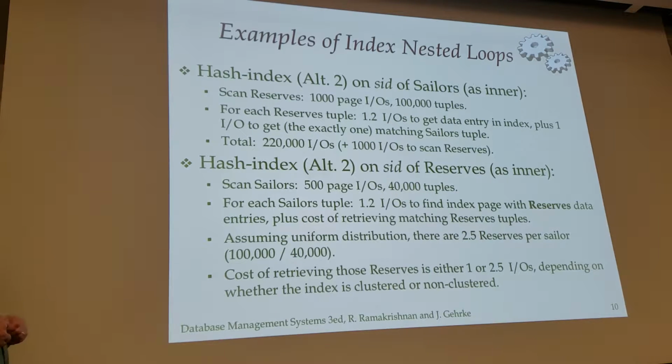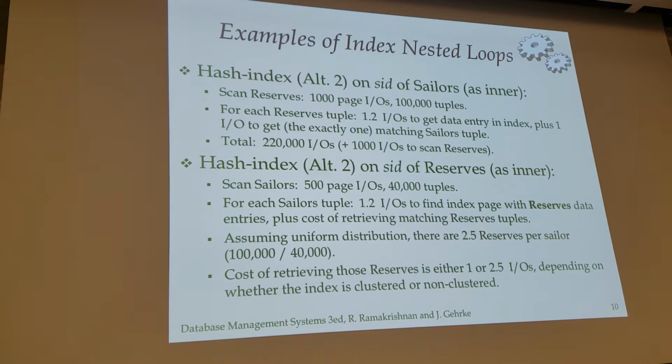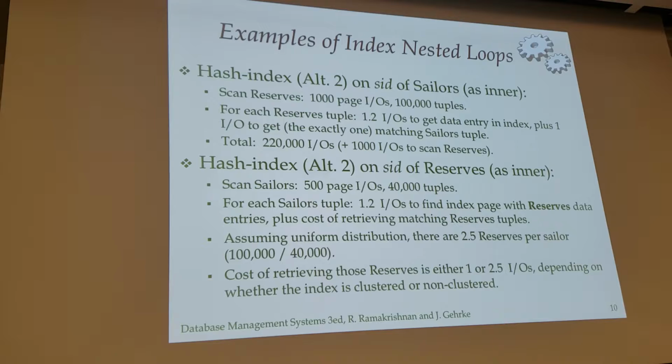So, you're gonna go through every page of sailors, and then for every tuple in sailors, you're gonna find the matching reserves. This is the way the index nested loop join goes, where you use the index to find the matching reserves. So for each one of your sailors tuples, it's gonna be 1.2 IOs to use the index to find basically the RID for the matching reserves data. But there may be multiple reserves for an individual sailor. For an individual reservation, there can only be one sailor who has that reservation. But for an individual sailor, that sailor could have a whole bunch of different reservations.